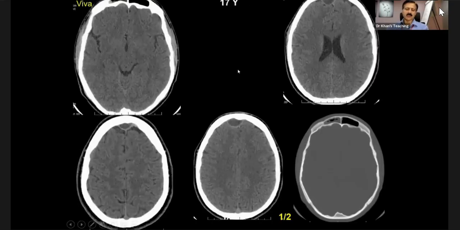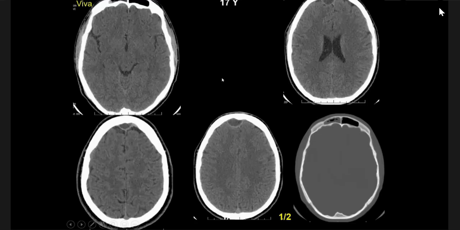Again, very easy case, but what is this? It's an extra-axial, mostly subdural abscess from the sinus.